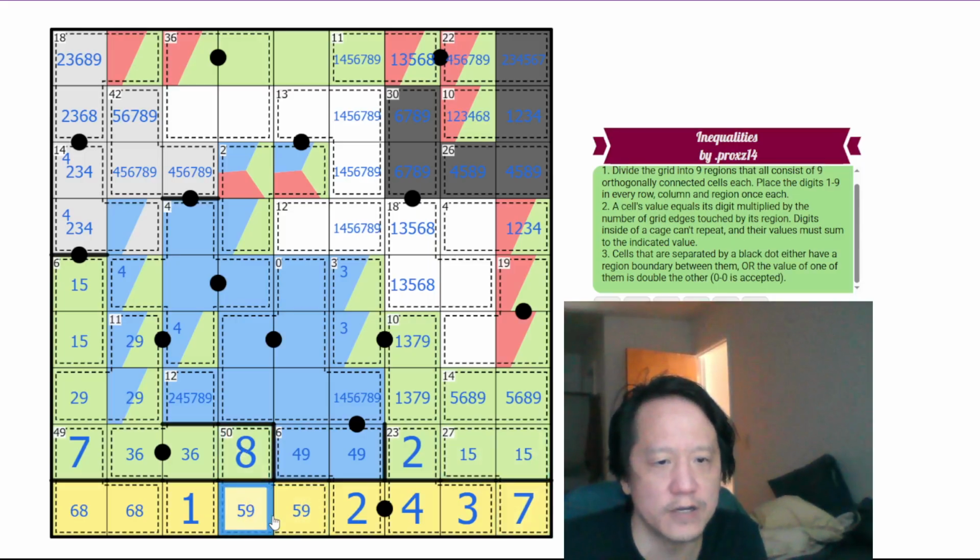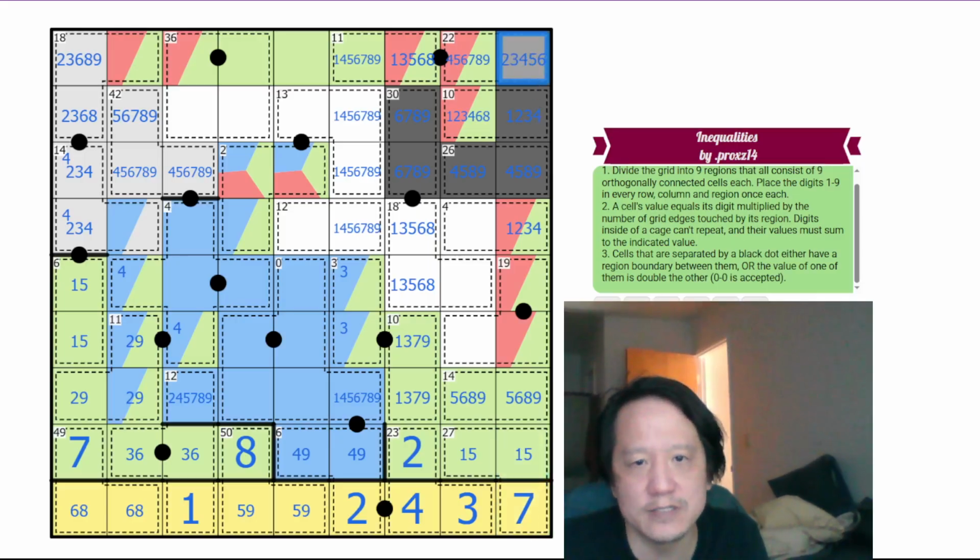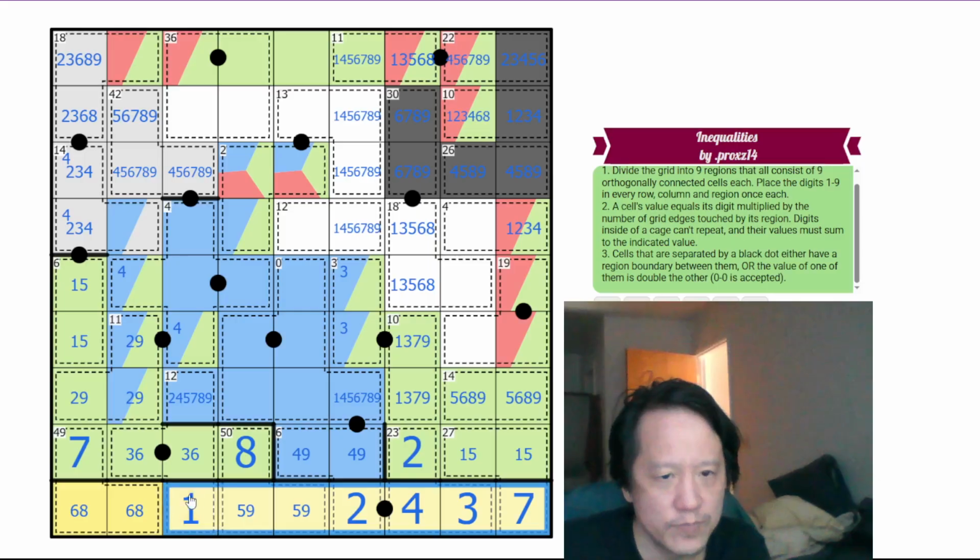That's 5, 9. So 49 minus 7 is 42. Divided by 3 is 14. 50 minus 8 is 42. Again, divided by 3 is 14. 27 minus 6 is 21. Divided by 3 is 7. So that eliminates 7 in the rest of the column.